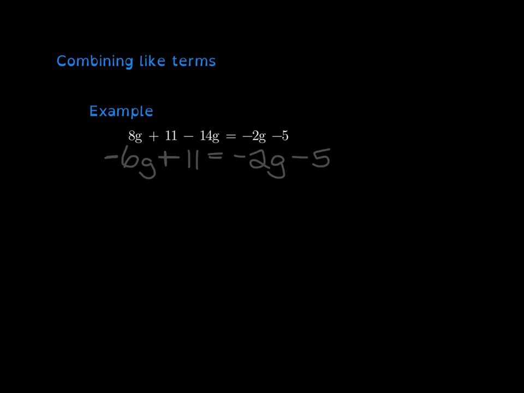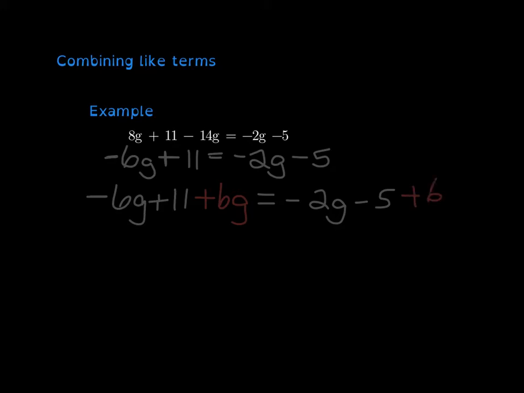Now it's just like any other question that we've dealt with. We'll try to solve for g. I'll start by eliminating this minus 6g. The opposite of subtracting 6g would be to add 6g, so we'll do that to both sides. And then we have negative 2g minus 5, and we do the same to both sides, so we have to add 6g over here as well.